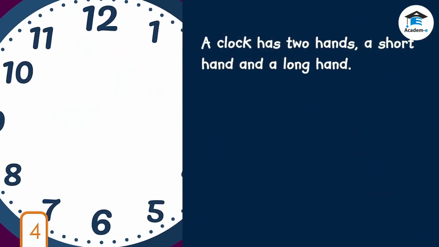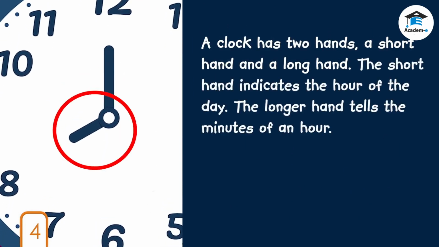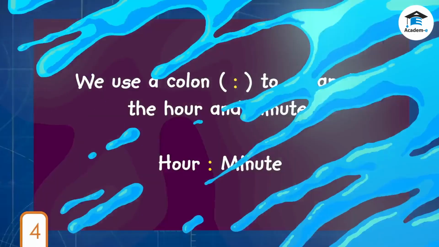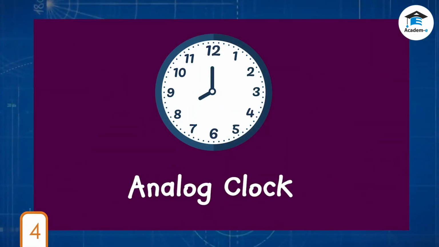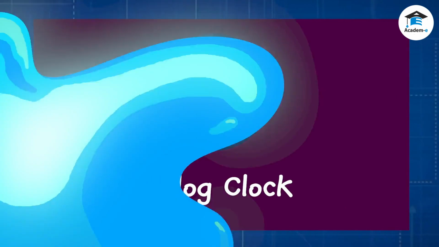A clock has two hands, a short hand and a long hand. The short hand indicates the hour of the day. The longer hand tells the minutes of an hour. We use a colon to separate the hour and minute. This is what a clock looks like. This clock is called an analog clock.